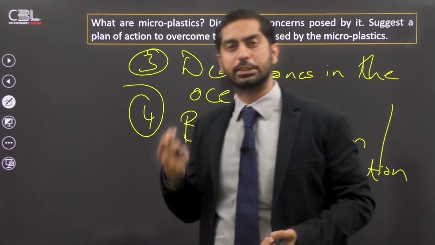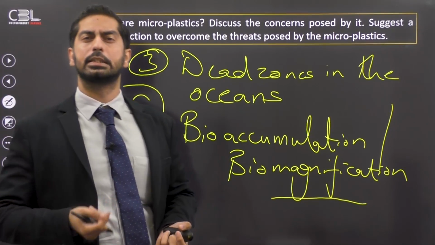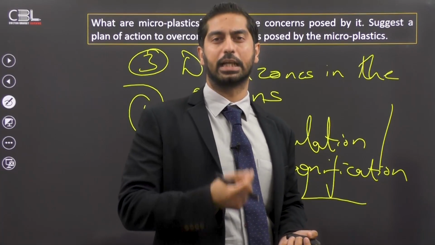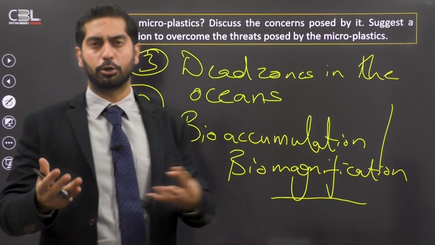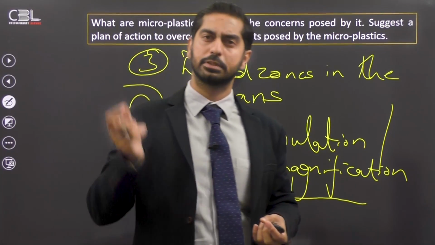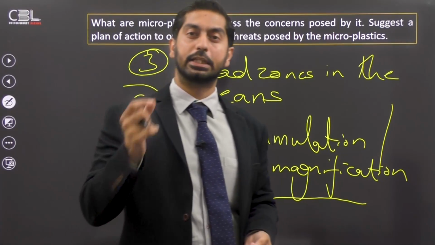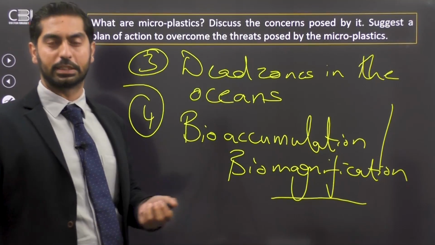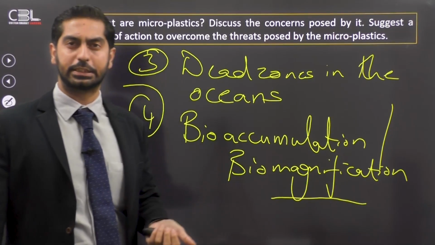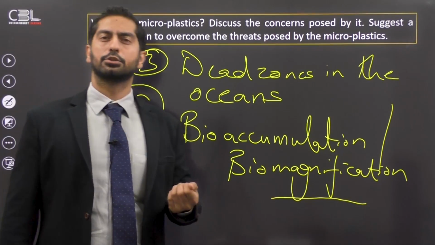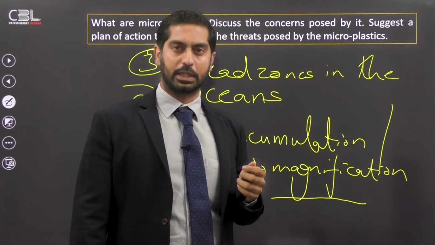We have seen instances of dead whales, dead sea turtles, and such marine life. When we analyzed the dead bodies of these marine organisms, we found increased concentrations of microplastics. So bioaccumulation and biomagnification is yet another concern. In this way you can mention so many concerns that are associated with the use of microplastics.